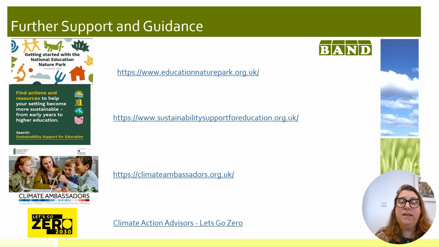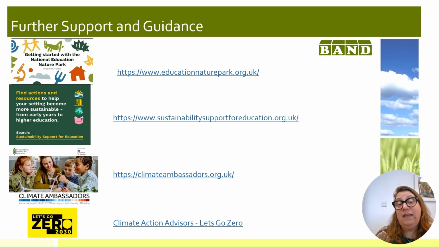And then the final one is called Let's Go Zero. And this is help to green education buildings. So thinking about how to support organisations to make their buildings, their settings more green, with the ambitious target of being net zero for education by 2030. So this is 20 years earlier than the national target of being net zero by 2050. So it is a very ambitious target for education.